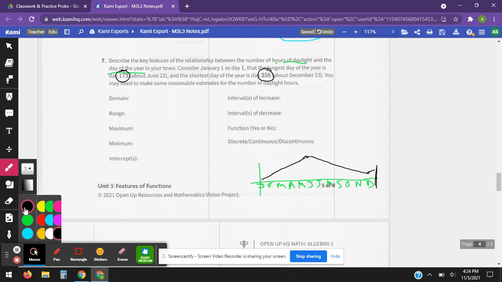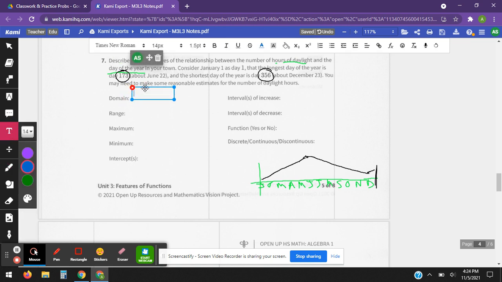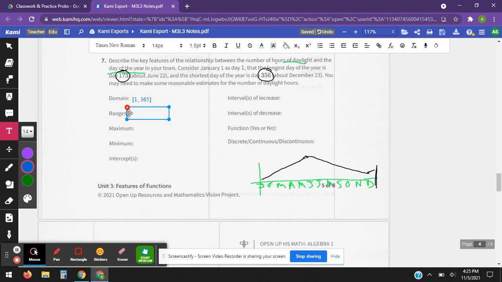Oh, and by the way, I did look up some information on this as far as number of hours. So let's start with days. Our domain is our number of days, and we have 365 days in a year, right? And the range is our number of daylight hours. So I looked it up. It's about 9.5. We're doing some rounding just to keep it easy numbers. That is the shortest day in Colorado. And 15 is the longest in our area. So that's what we're going to use for ours.